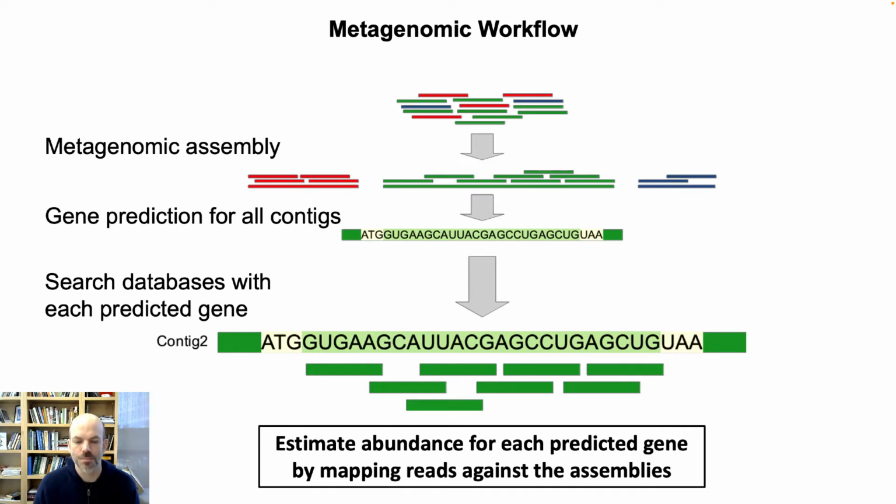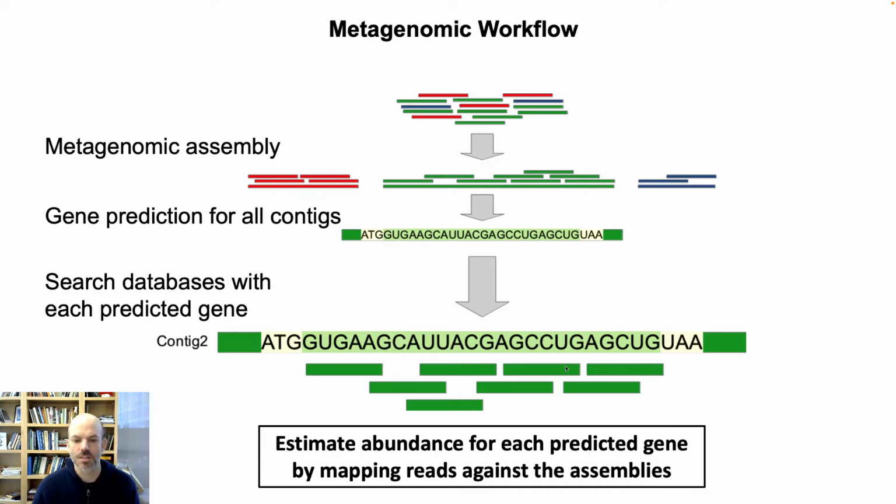The abundance comes from the number of individual reads that were mapped against that contig. So that's why I started out by talking about how these contigs are generated from an assembly of individual reads, because at the end of the analysis, we make use of those individual reads again as a way of counting the abundance of the proteins that are encoded by that metagenome.